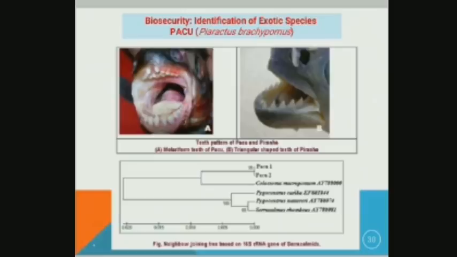Again, another example of application of DNA barcoding. In Kerala, in the Western Ghats rivers, earlier there were apprehensions that piranha had been introduced into the water bodies of the Western Ghats. Then it was checked, and using morphology itself we could confirm that it was only pacu, not piranha. Molecular tools were also used to confirm that it was not a piranha, which is a highly carnivorous fish species.